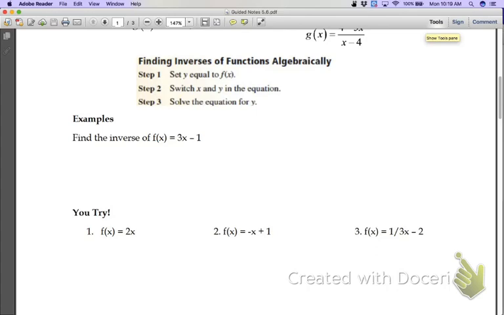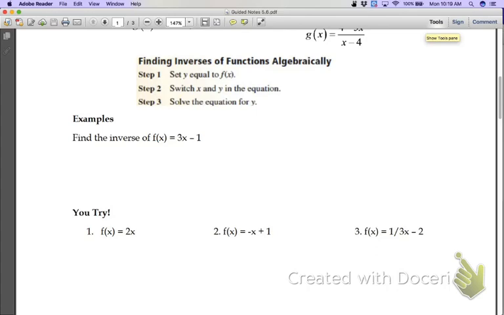Now, I'm going to skip over the partner spot. Whenever we find the inverse of any function algebraically, you're basically going to do three things. If you follow these steps, you will be just fine, as long as you can solve for the variable. The first thing I need to do, if it starts out as f of x equals and then your function, is change the f of x to a y.